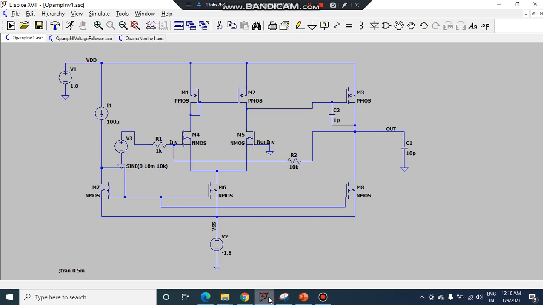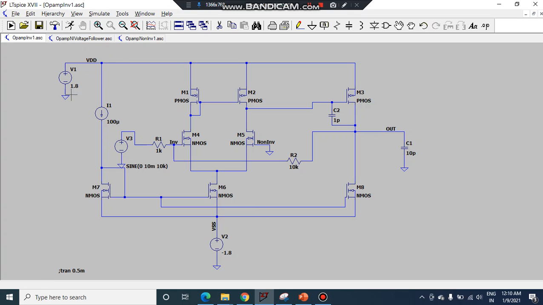So I have already drawn the schematic in LT-SPICE, otherwise the video would be quite long. So you can just pause the video to see the connections I have made here. And now let me explain the schematic.